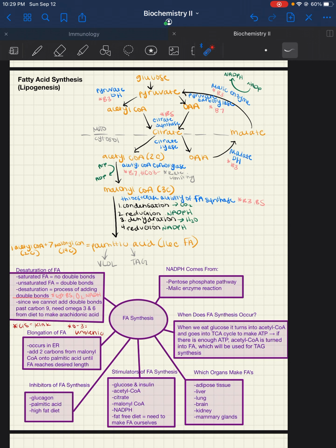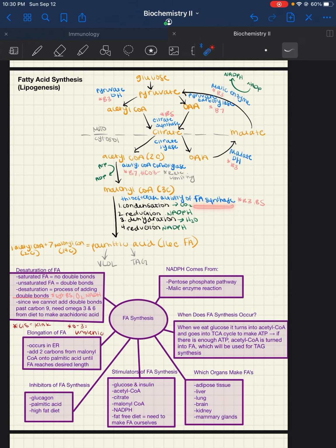Acetyl-CoA carboxylase is the rate-limiting enzyme. It's using B7 because it's a carboxylase. And it's using HCO3 to add another carbon into this reaction to turn a 2-carbon molecule into a 3-carbon molecule. So ACC is turning acetyl-CoA into malonyl-CoA.